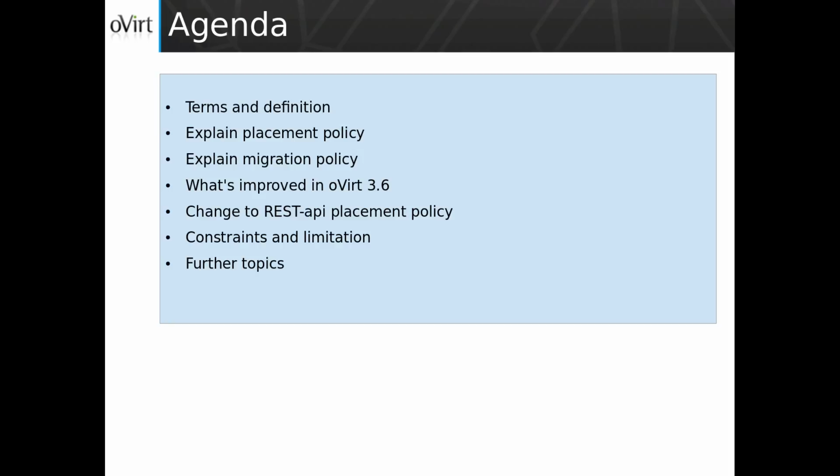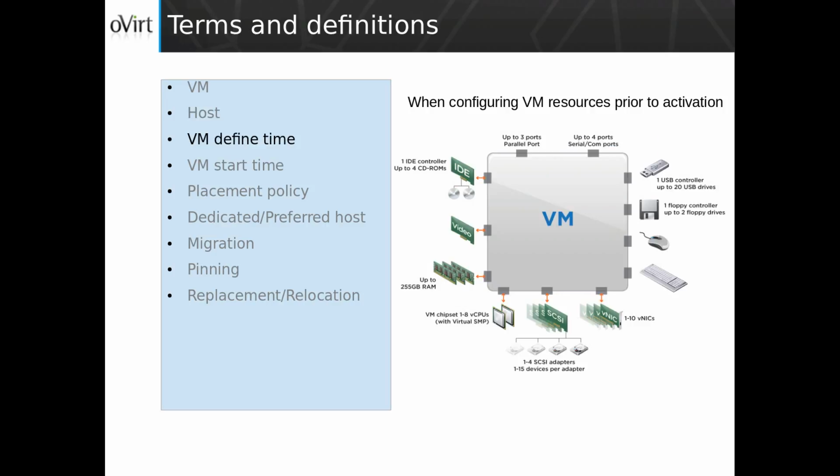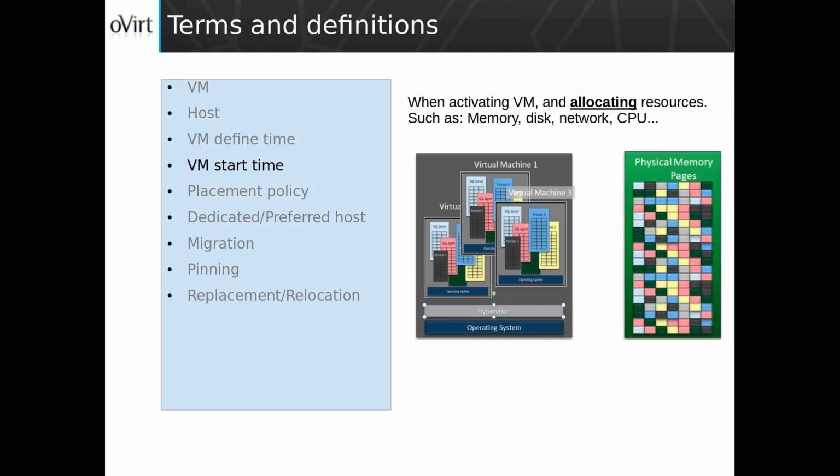And now I will review some required terms and definitions. A VM is a virtual machine managed by Ovirt Engine. A host is a hypervisor computer managed by Ovirt Engine. VM defined time is the time for administrator to configure resources to VM, such as virtual hardware and memory. VM start time is the time when VM is starting and physical resources are allocated.